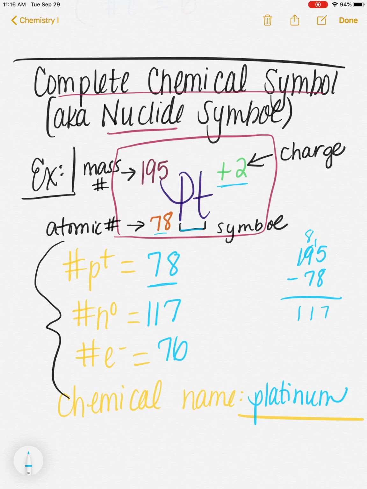However, if I gave you the symbol Po, I could ask you how many protons are in polonium because you should be able to look that up on the periodic table.